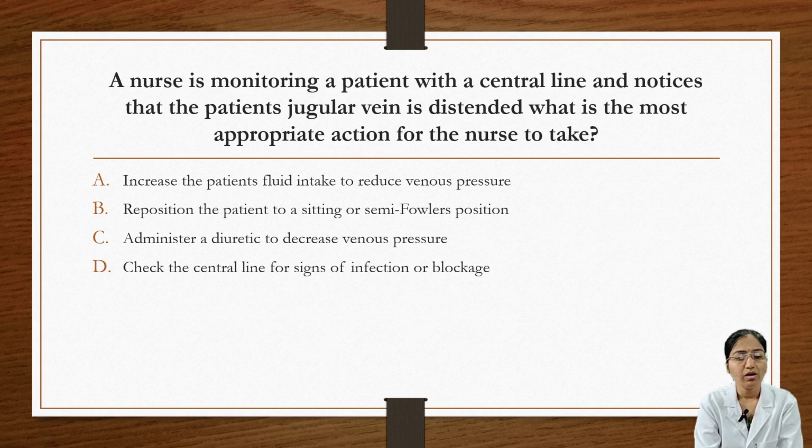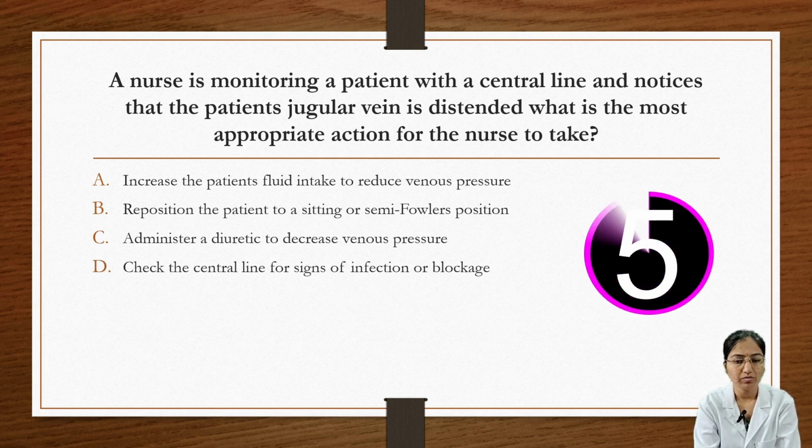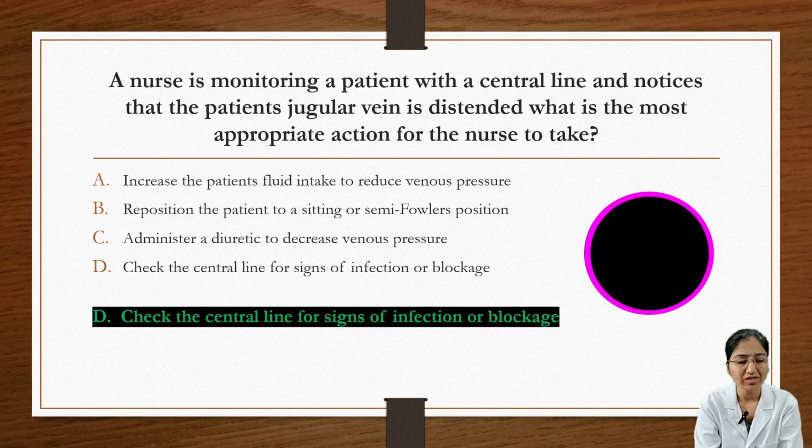Next question. A nurse is monitoring a patient with a central line and notices that the patient's jugular vein is distended. What is the most appropriate action for the nurse to take? Here the options. Right option is D. Check the central line for signs of infection or blockage.